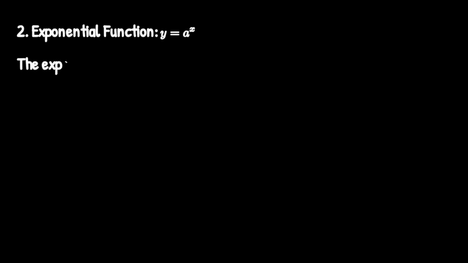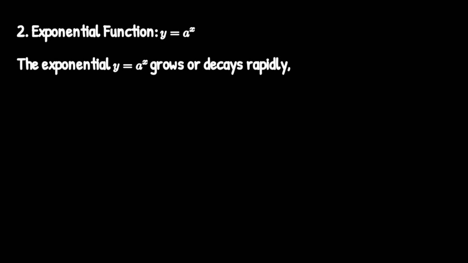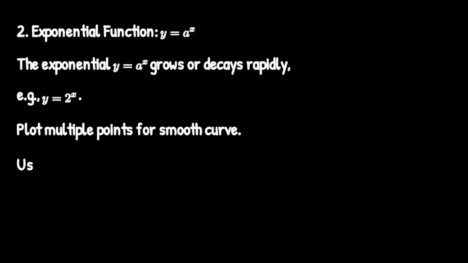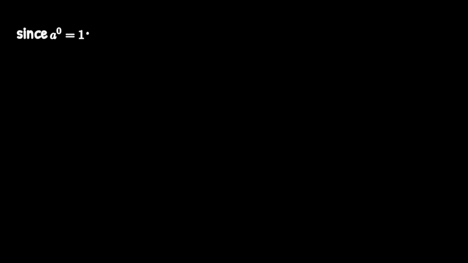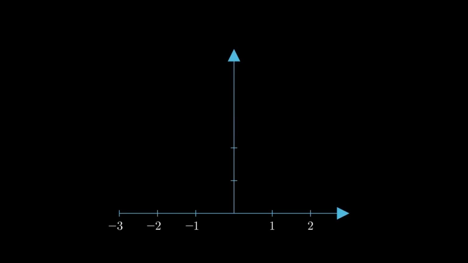This function grows or decays rapidly and has the form where y equals a raised to the power of x. For example, y equals 2 to the power of x is a common exponential function. Let's plot this. We use multiple points to get a smooth curve employing a coordinate box method. Notice the curve always passes through the point where x is 0 and y is 1, because any number raised to the power 0 equals 1.